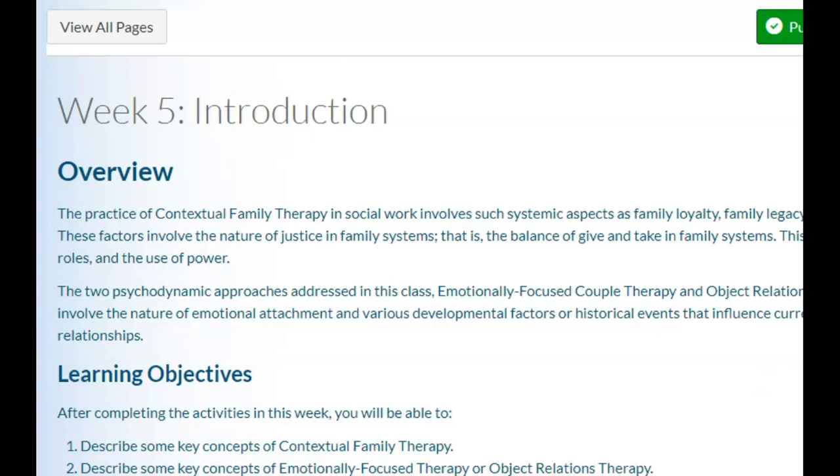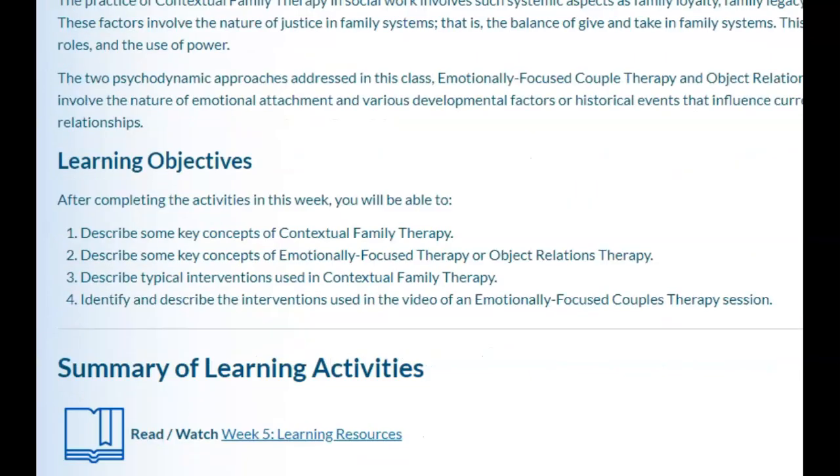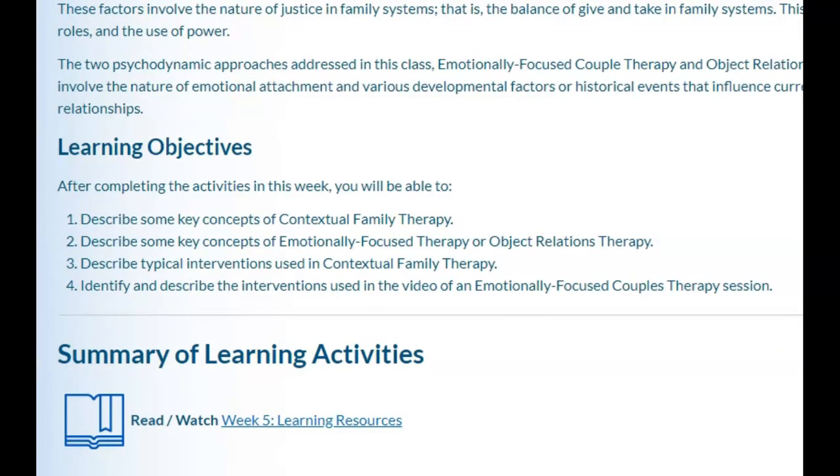And the learning objectives for this week are as follows: to describe some key concepts of contextual family therapy, CFT, and emotionally focused therapy, EFT, or object relations therapy, ORT, and look at the interventions in contextual family therapy and emotionally focused couples therapy.